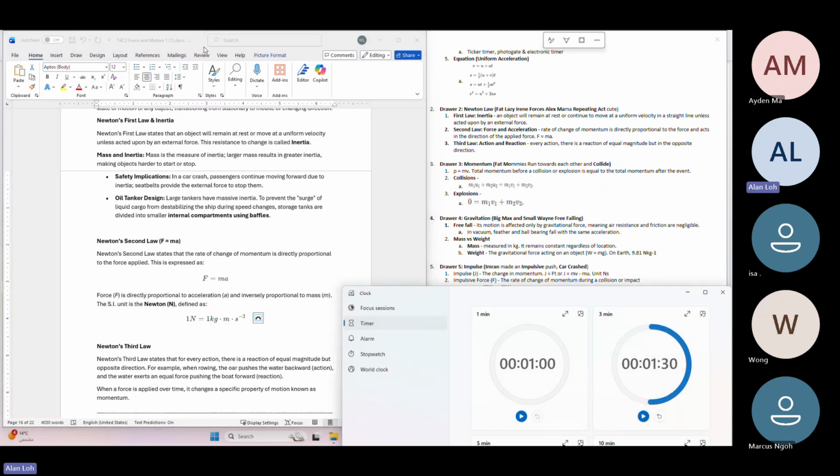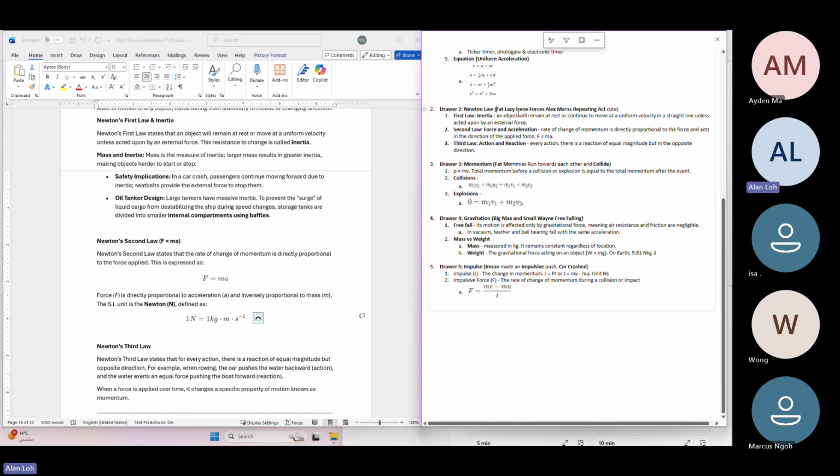All right. So this Newton first, second, and third law, how do you remember this easily using a very simple story? Let me review it. What is this story about? If you see this part that I highlighted, fat lazy Irene forces Alex Mama repeatedly act cute. So there's this girl who is fat and lazy. Her name is Irene. She forced Alexa's mommy to repeatedly act cute, keep acting cute.